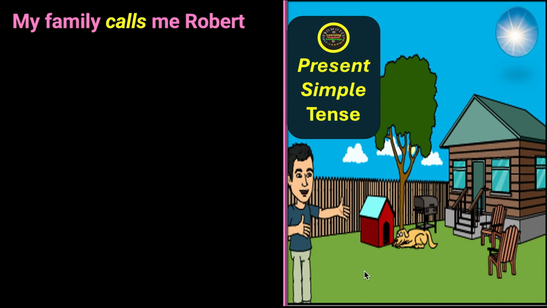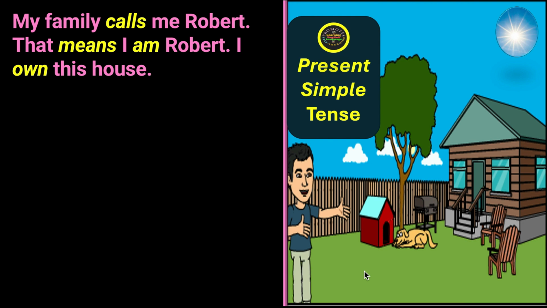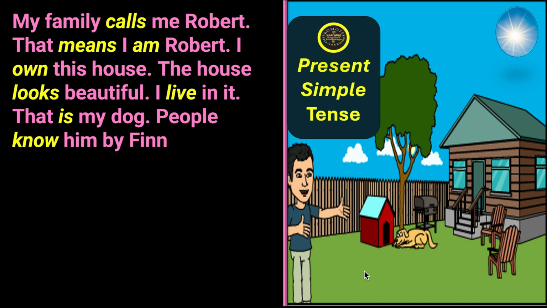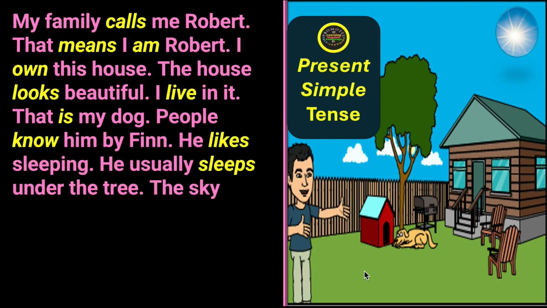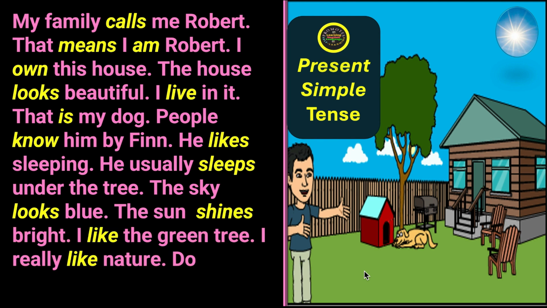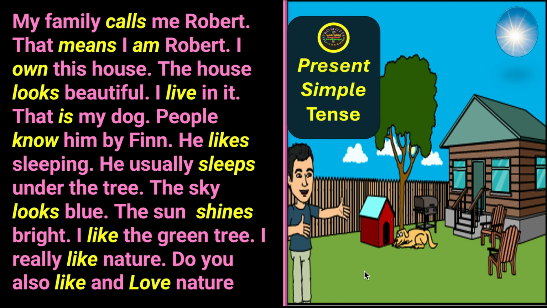My family calls me Robert. That means I am Robert. I own this house. The house looks beautiful. I live in it. That is my dog. People know him by Finn. He likes sleeping. He usually sleeps under the tree. The sky looks blue. The sun shines bright. I like the green tree. I really like nature. Do you also like and love nature?